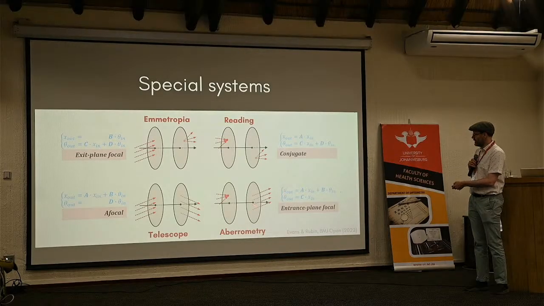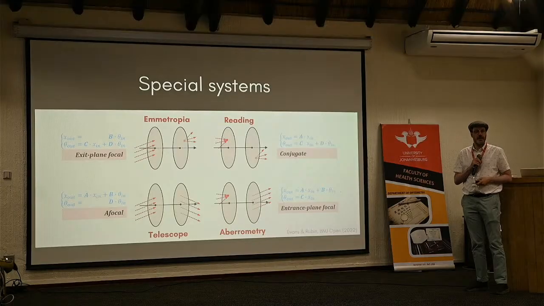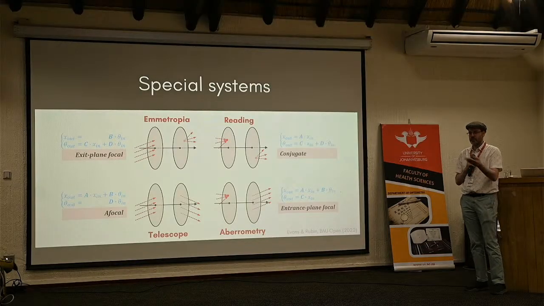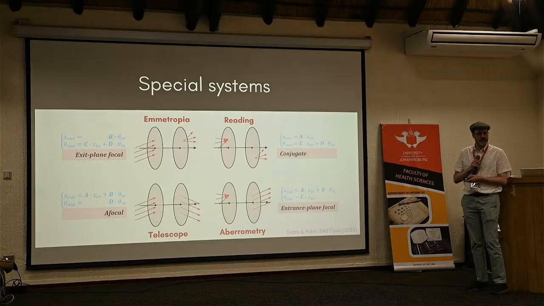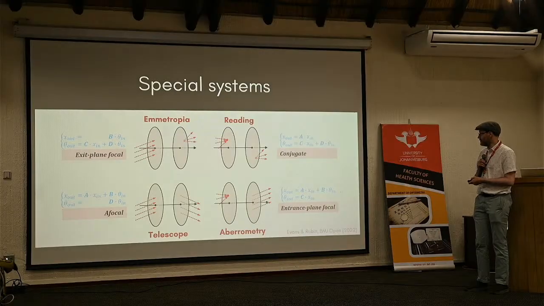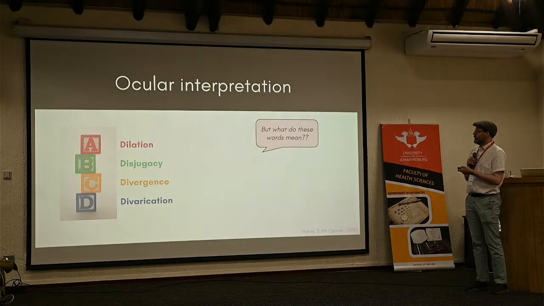And at the end of the eye, you get a more or less parallel beam coming out. So it's essentially an ophthalmoscope or an aberrometer. It works in both cases. So we have ocular interpretation.